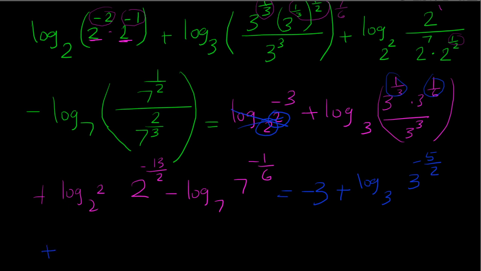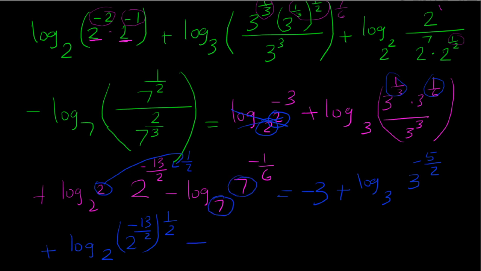Okay, plus, let's see. Okay, this 2 is going to come up in the exponent as 1 over 2. So we can rewrite it as log base 2 of 2 to the negative 13 over 2 raised to the 1/2 minus, now we see there's both 7s, so that's going to cancel. And I'm going to bring down the negative 1/6.